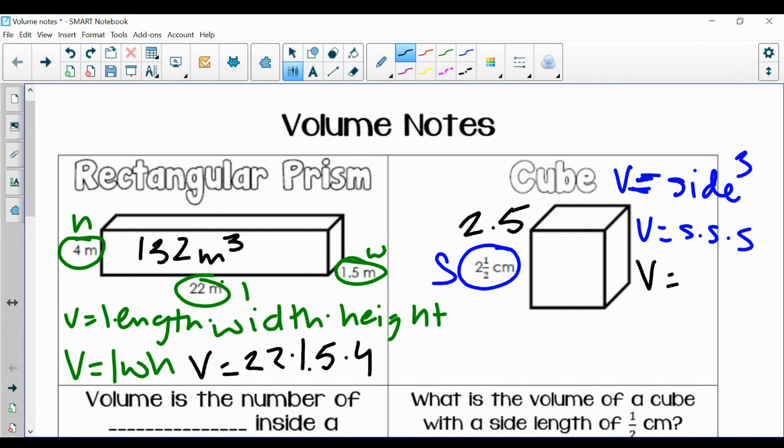We can just plug that into our calculator. No big deal. So our side length is 2.5. So our formula will then be V equals 2.5 times 2.5 times 2.5. I'm still multiplying three numbers together. They just so happen to all be the same number. So when you put that into your calculator, 2.5 times 2.5 times 2.5, you get a final answer of 15.625.